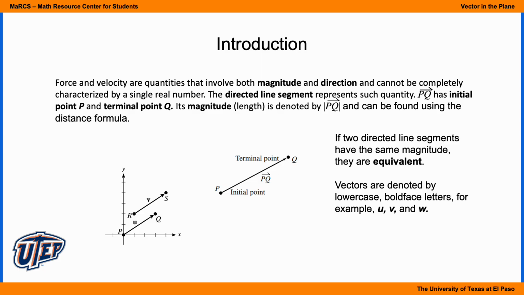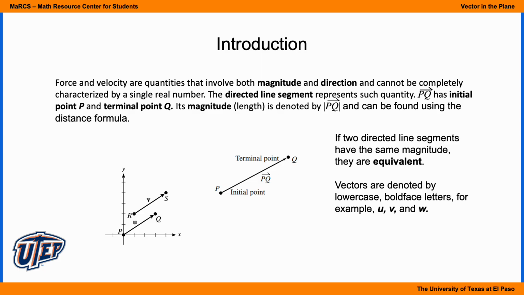Force and velocity are quantities that involve both magnitude and direction and cannot be completely characterized by a single real number. So the directed line segment represents such a quantity. The directed line segment PQ has initial point P and terminal point Q. Its magnitude, or length, is denoted by the norm of the directed line segment PQ and can be found using the distance formula. So if we have two directed line segments that have the same magnitude, they are equivalent.